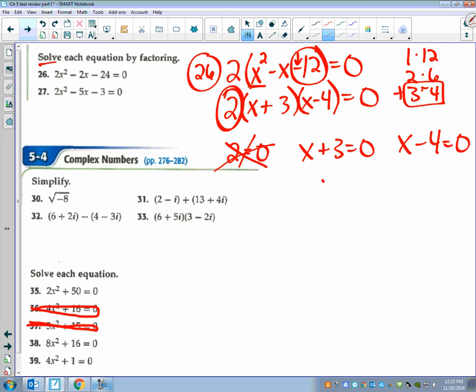And set this equal to 0 to get your solutions, your zeros, your x-intercepts. So you get x equals -3 and x equals 4 as your answers.